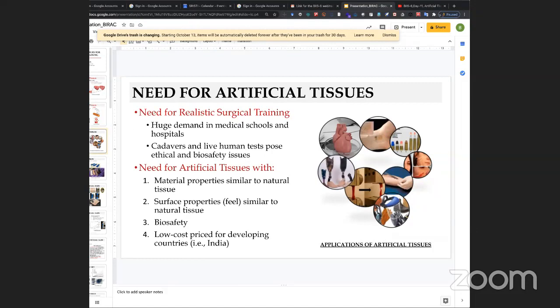Okay, so coming to the need for artificial tissues. Why do we need artificial tissues when there are soft tissues? What is the exact need? So we need artificial tissues for realistic surgical training.